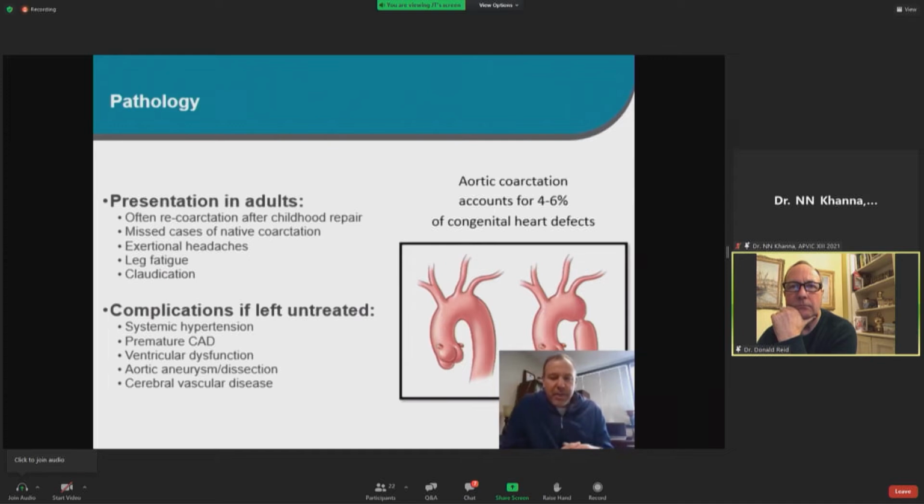Presentation can vary depending on age and symptoms, but in adults, recoarctation after childhood repair is certainly several of the cases that we get. Also missed cases of native coarctation, exertional headaches, leg fatigue, and claudication. Complications that can occur if left untreated include systemic hypertension, premature coronary artery disease, ventricular dysfunction, aortic aneurysm, dissection, cerebrovascular disease, and also sudden cardiac death.